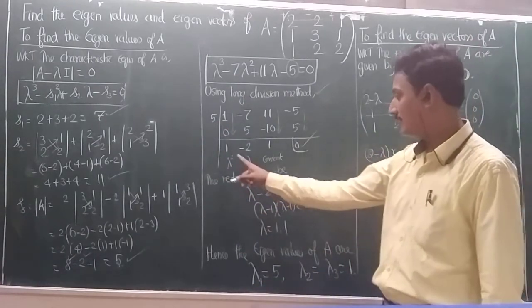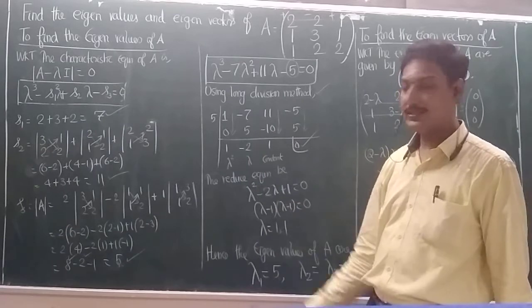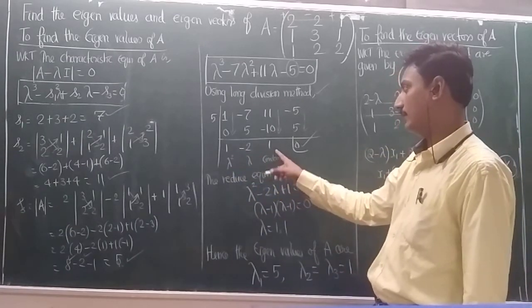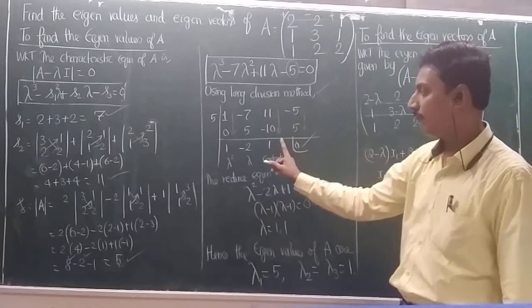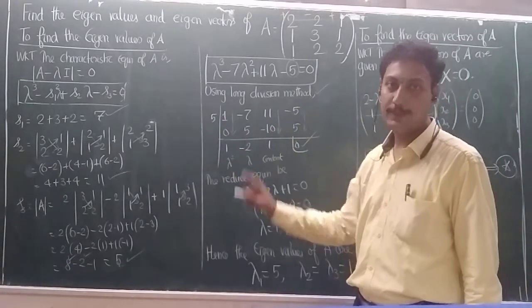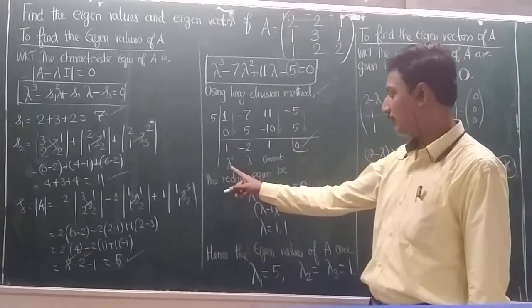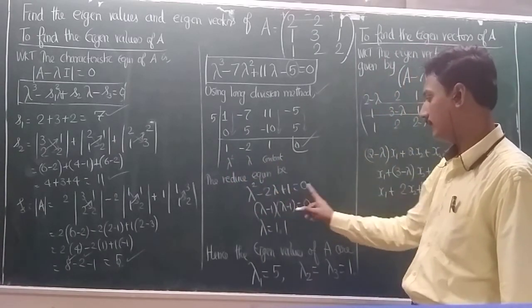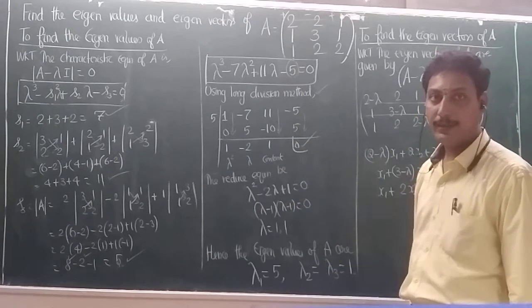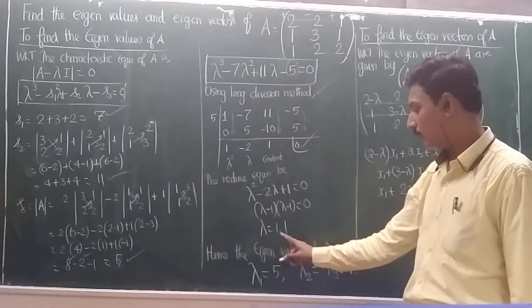Now what about these numbers? These are the coefficients of lambda squared, lambda and the constant. After getting the first root, this becomes the reduced equation. So what is the reduced equation? 1 into lambda squared minus 2 into lambda plus 1 equal to 0. This looks like lambda minus 1 whole squared. So lambda equals 1, 1.